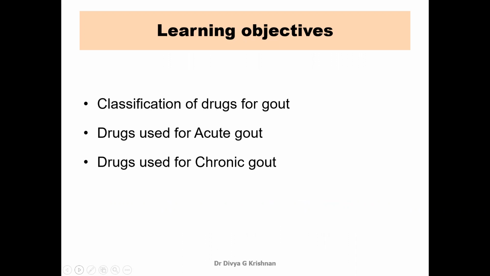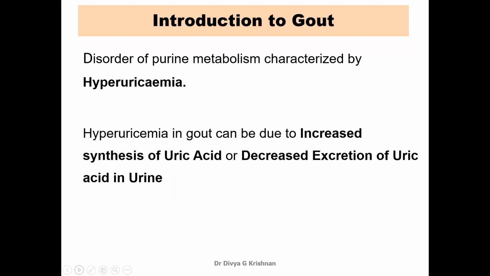Before we go into the learning objectives, we'll try to understand the occurrence of gout very briefly. You all know from the first year that gout is a disorder of purine metabolism, which is characterized by hyperuricemia. The hyperuricemia in gout can be either due to an increased synthesis of uric acid, or because of decreased excretion of uric acid in the urine.